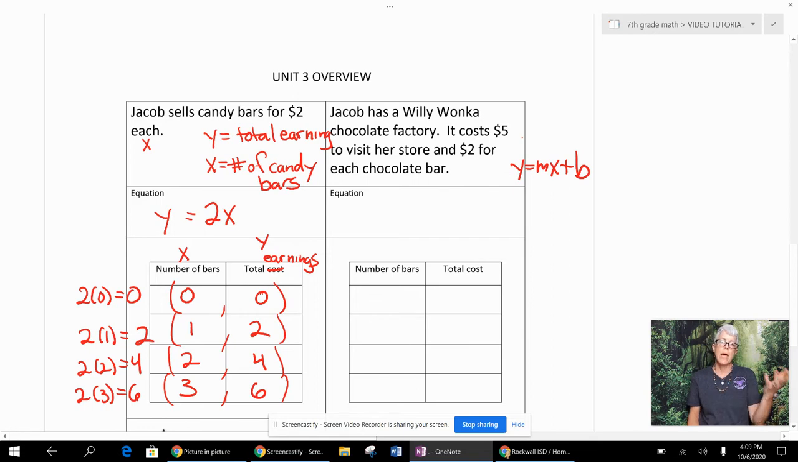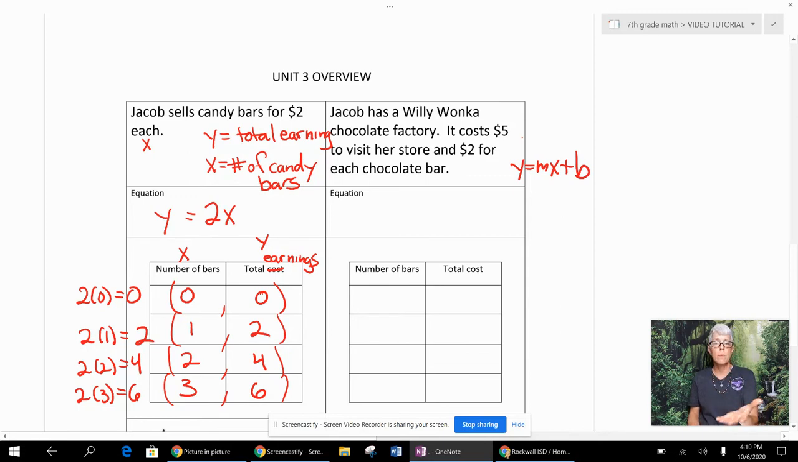This one has something extra added to it. So we call it the constant, and it's also what would be referred to as our y-intercept. But before I confuse you with all that information, let's just look at this situation. In this situation, Jacob has a Willy Wonka chocolate factory.